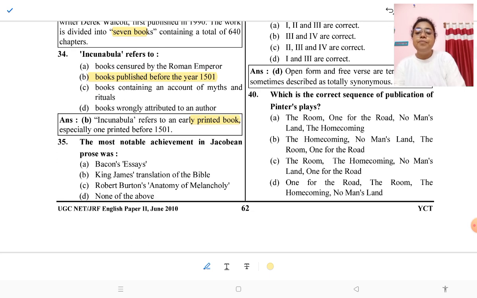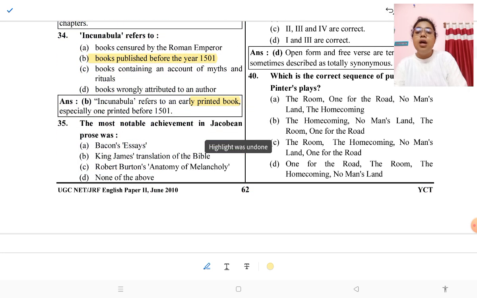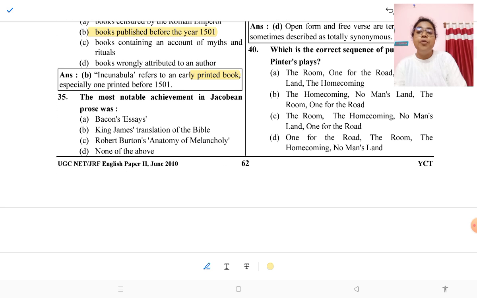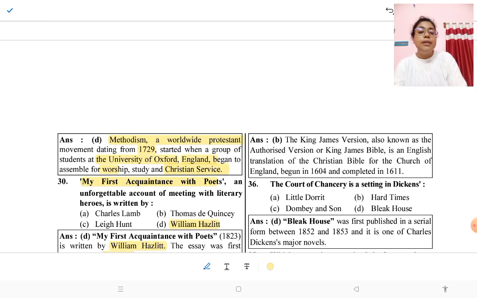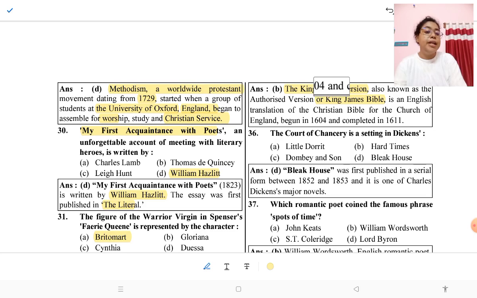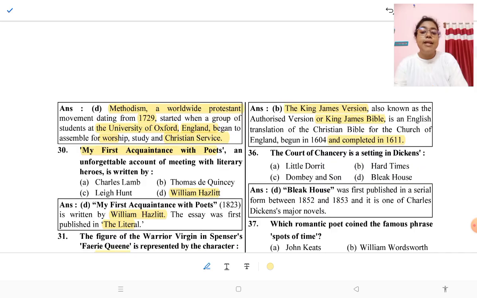Then the next question: the most notable achievement in Jacobean prose was, the answer will be the King James Version. The King James Version, also known as the Authorized Version or King James Bible, is an English translation of the Christian Bible for the Church of England. Begun in 1604 and completed in 1611, it is the famous Authorized Version, and it is famous in Jacobean prose.